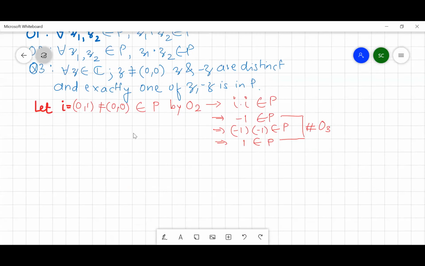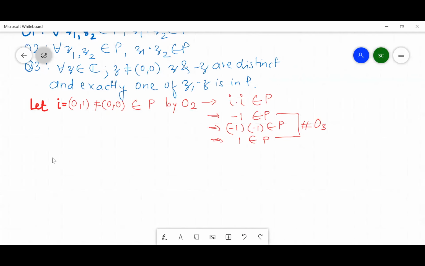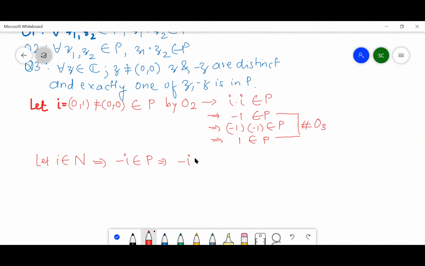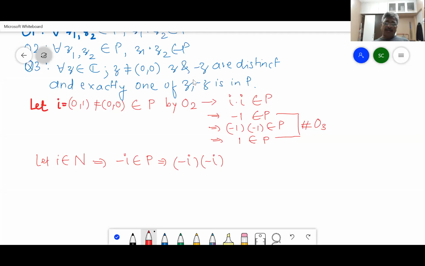Then maybe i will belong to N. I belongs to N, which implies the opposite of i belongs to P, which implies the opposite of i into the opposite of i belongs to P.